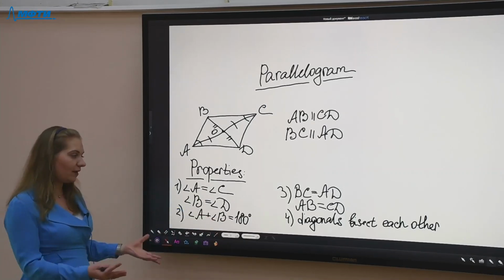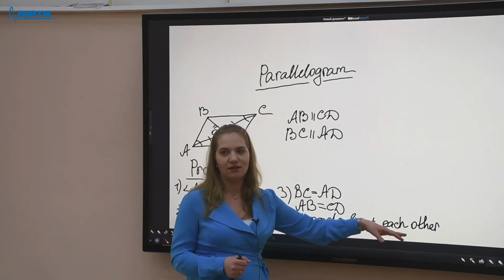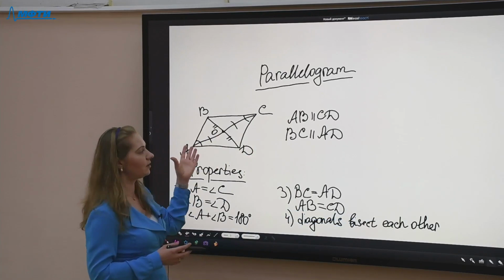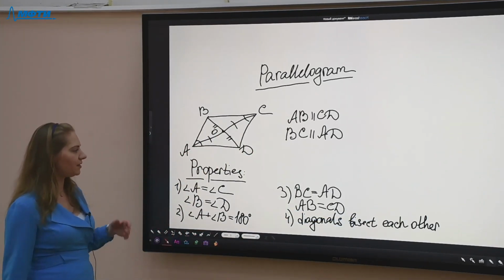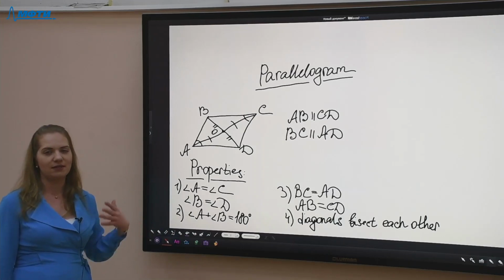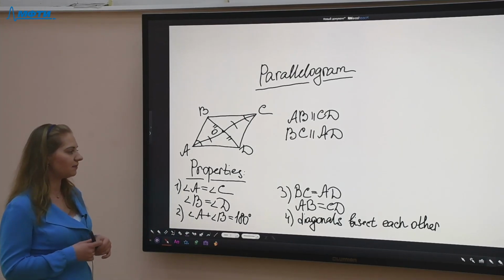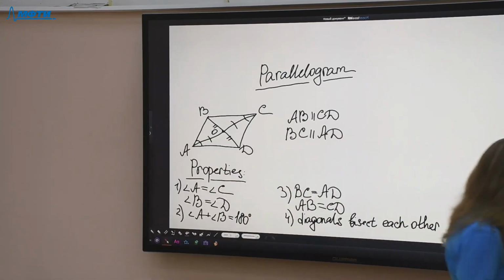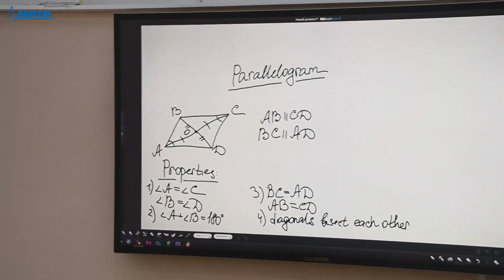Or, for example, we can prove that diagonals bisect each other, and in this case, our quadrilateral will be a parallelogram again. So we can use not only the definition, but also properties of a parallelogram to prove that this is a parallelogram. And there are some special kinds of parallelograms, and the first kind is a rectangle.